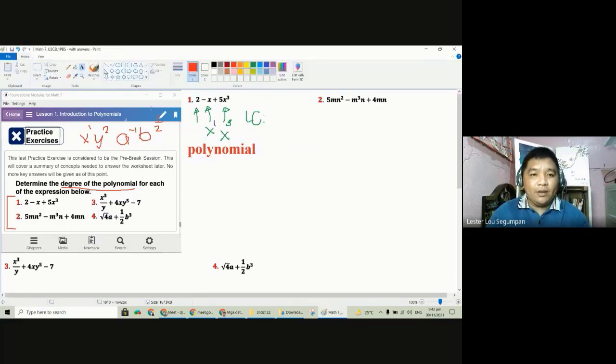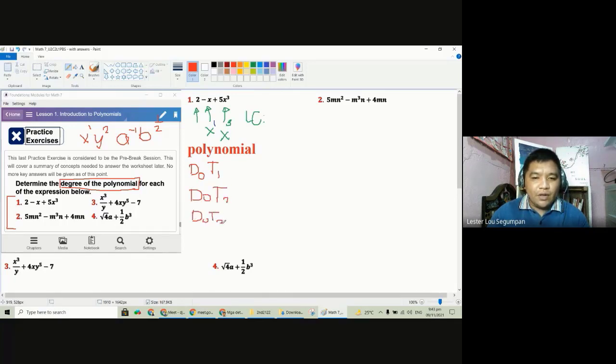And if it's a polynomial, we can now look at the degree of the polynomial. The degree of the polynomial can only be determined if we can determine the degree of each term of the given expression. The degree of a term is actually the sum of the exponents of the literal coefficients or the variables. Since we have three terms here, we can get the degree of a term for the first term, the second term, and the third term.